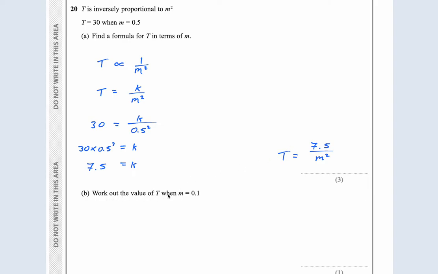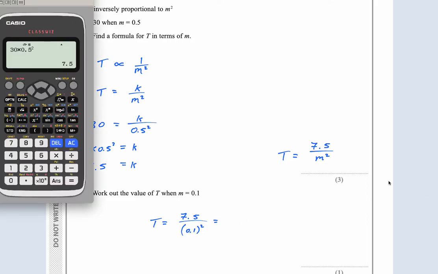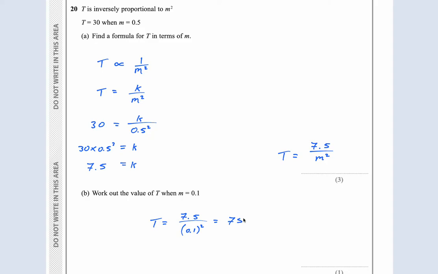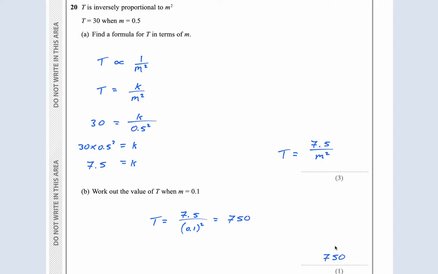Then it says work out the value of t when m is 0.1. All I do is sub in 0.1 for m. So t is equal to 7.5 over 0.1 squared. On the calculator, 7.5 over 0.1 squared equals 750. Okay.